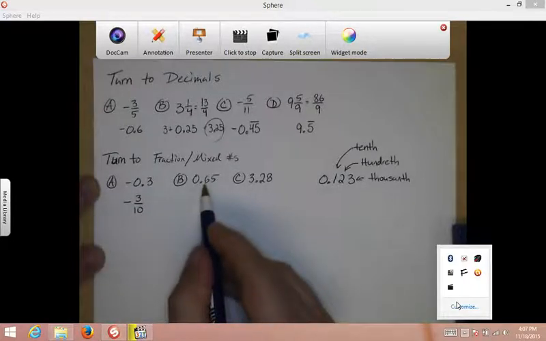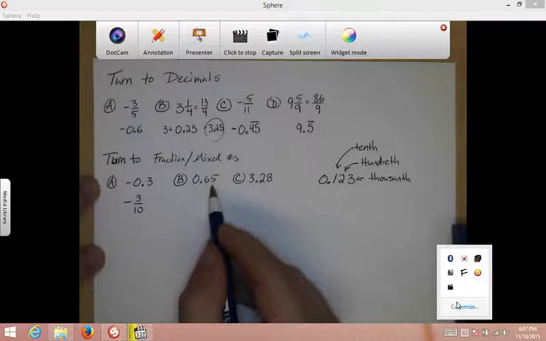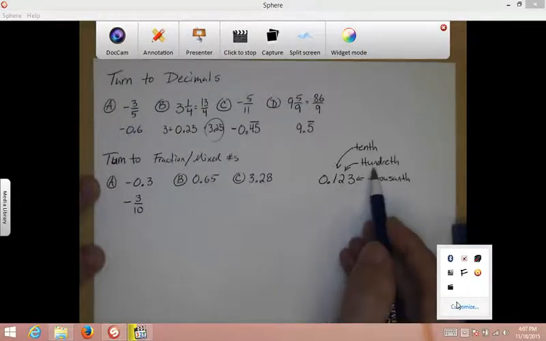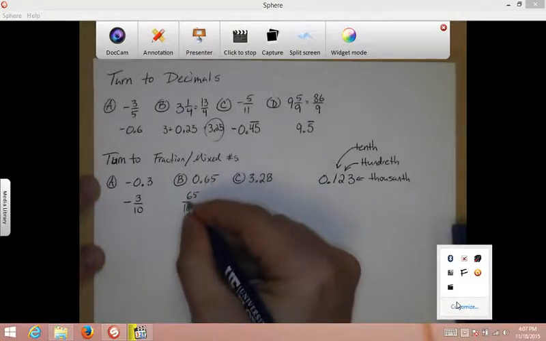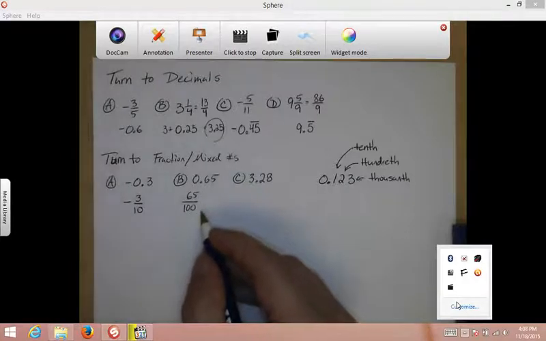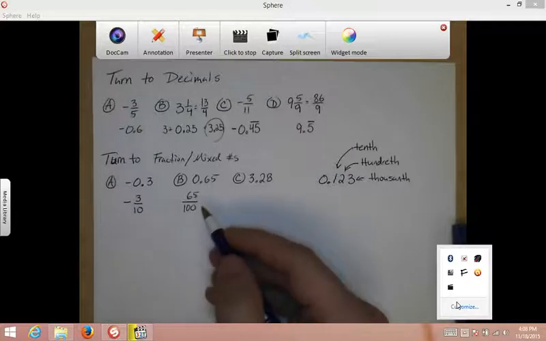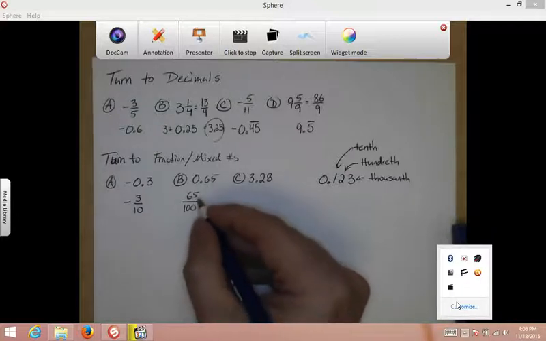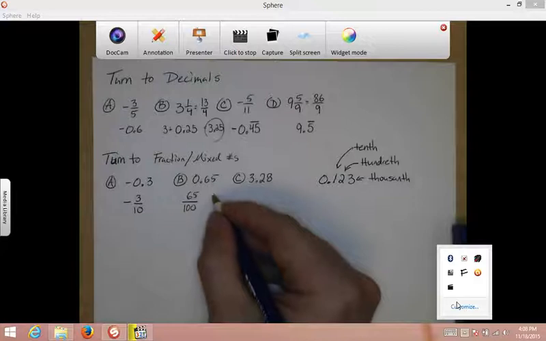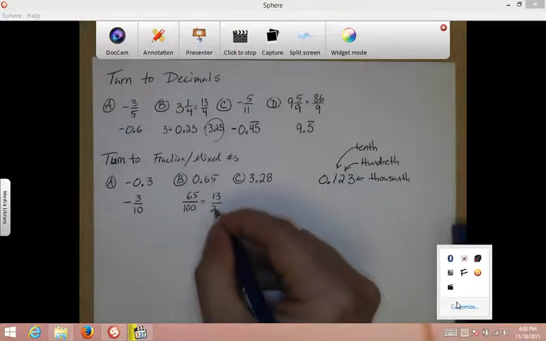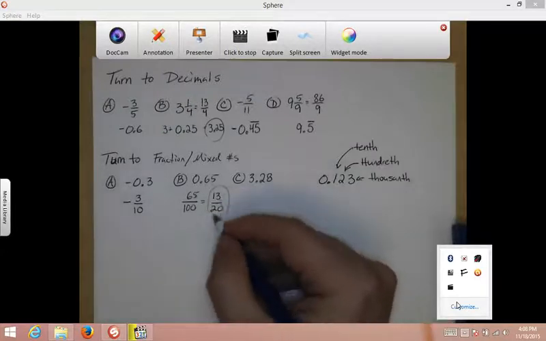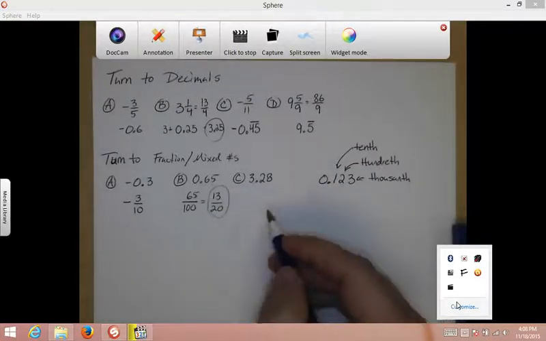For this one, 65 hundredths. It's 65 hundredths because the last digit is in the 100th position. So we write down 65 hundredths. Now, we're not done yet because we actually can reduce this. Both of these numbers, since they end in 0 and 5, I know I can divide it by 5. 65 divided by 5 is 13, and 100 divided by 5 is 20. And there's our answer, 13/20.